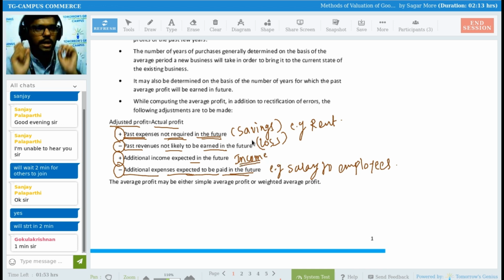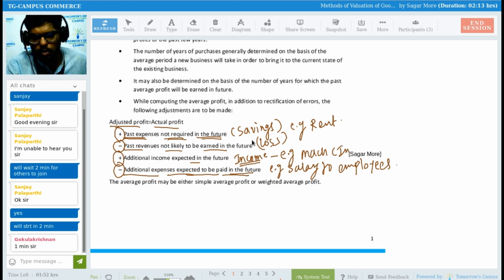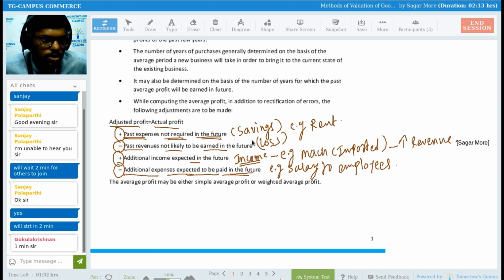So simple. Whenever you are calculating average profit, right, we have to calculate average adjusted profit. So what is the meaning of adjusted? Adjusted means we have to do some adjustments. So which kind of adjustment? Income which is receivable in future, that we have to add. I give you example, you purchase machinery, and because of which you are thinking your revenue will increase, right? So that is nothing but expectation of earning income in future, that we have to add.